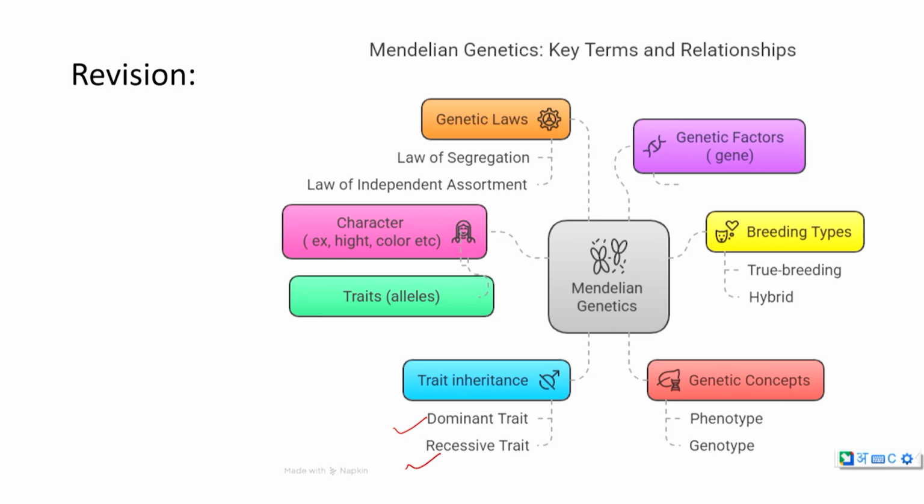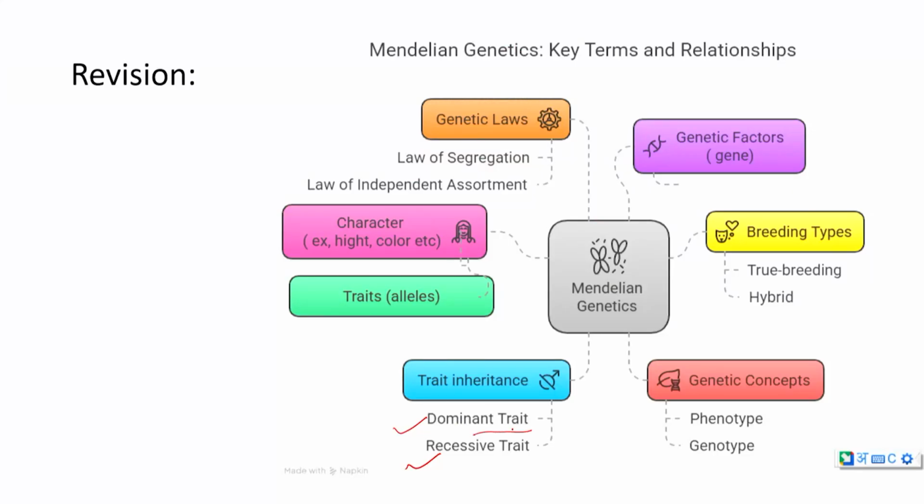So, in F1 generation, how do we know who is dominant, who is recessive? When we are looking at F1, whatever the character is being shown in F1, we are calling that the dominant trait, and which is not being seen, we are calling that a recessive trait, right.